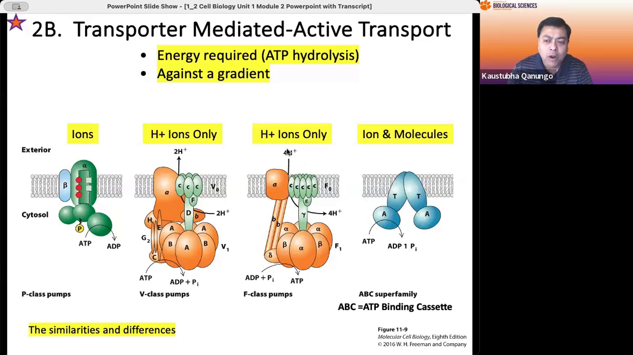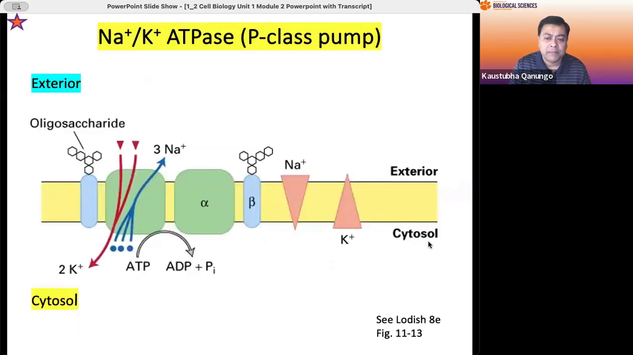In the mitochondria, the protons fall from the intermembrane space, from in between the outer and inner membrane, into the matrix. As the protons fall down, they move this pump to bind ADP and Pi to make ATP. So this is an F1 ATPase. This is an ATP making pump. So that's beyond the scope of this. We're only talking about the P class pump and the ATP binding cassette pumps.